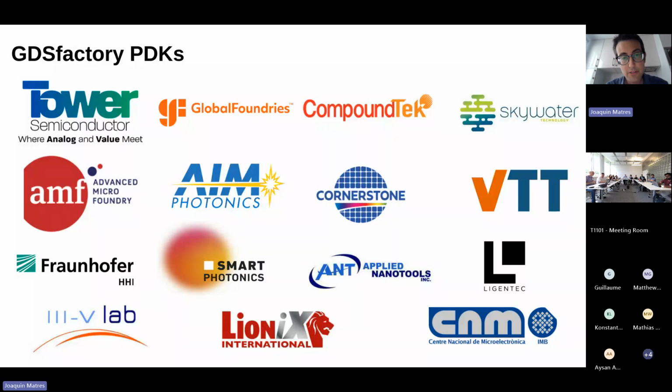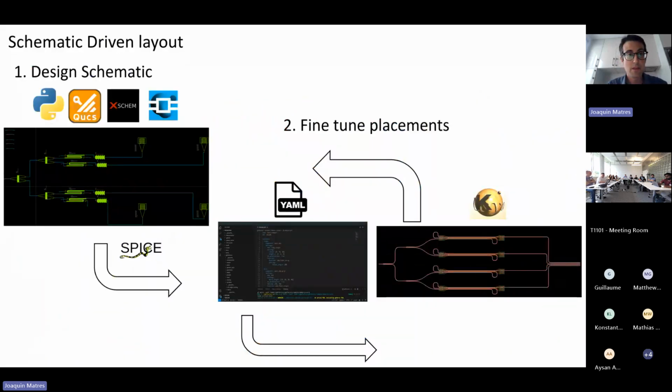We also support many foundries. We have a schematic-driven layout. We can do a schematic-driven layout from pure Python, from Cooks, from Xschem, or from numerical interconnect. So we support four different schematic-driven layout flows. And it's all thanks to being able to output SPICE and convert the SPICE to YAML. The format for the netlist in Gdsfactory is based on YAML, where we have instances, placements, and routes. And that allows you to fine-tune the placements.